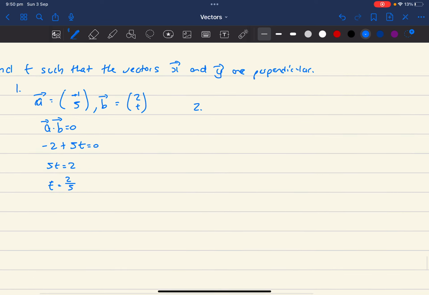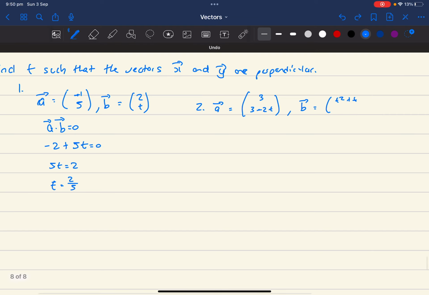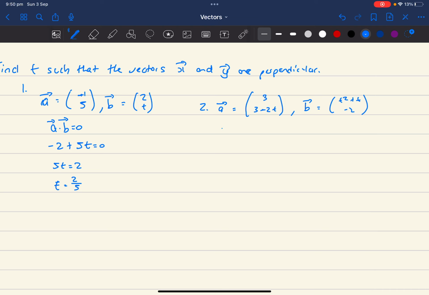We'll do the same thing for another example, which might be a bit harder. Let's say a equals (3, -2t), and b equals (t squared + t, -2). Find t such that a dot b equals 0. Just remember, since I have t squared, you'll end up with a quadratic, so this question might be a bit more difficult.